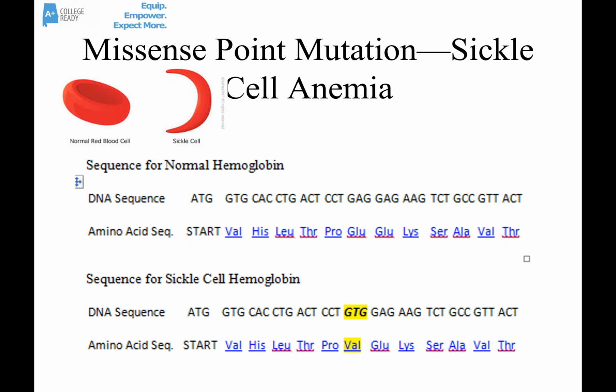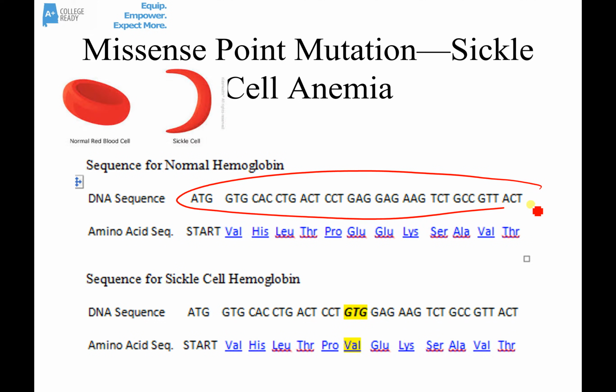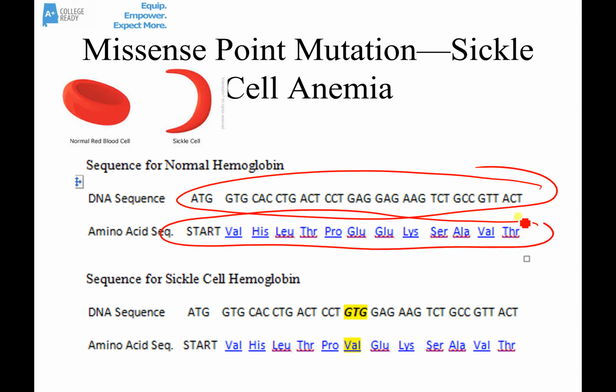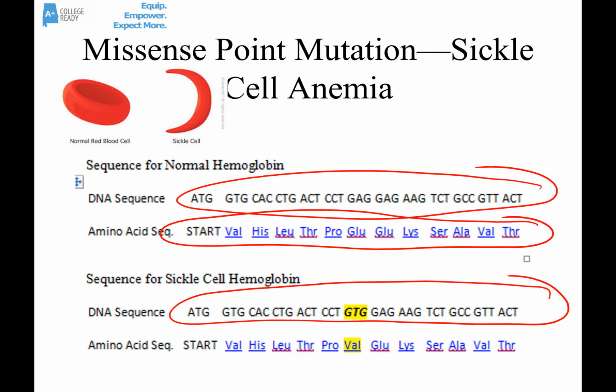Here's an example of that. So here's the actual normal DNA sequence for hemoglobin. And here's the normal amino acid sequence for normal hemoglobin. Here we see the DNA sequence for a person with sickle cell anemia. And notice that the only change is in that nucleotide. That causes the substitution of one incorrect amino acid. But because the properties of these 2 amino acids are very different, the resulting hemoglobin and ultimately the resulting red blood cells can have very different structures.